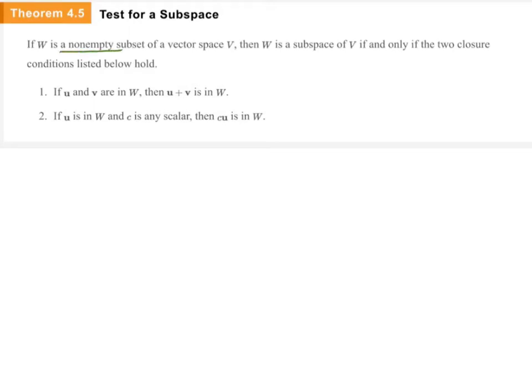We have to make sure the subset is non-empty. We just have to exhibit something that we know is in that subset. And then we just have to check closure under the addition operation and closure under scalar multiplication. And everything else falls under these three things.